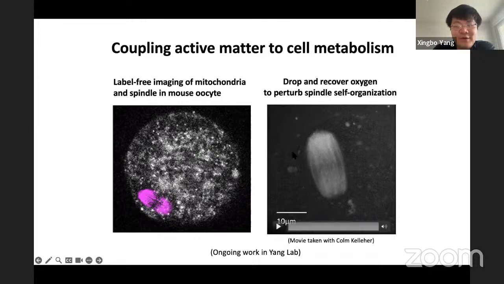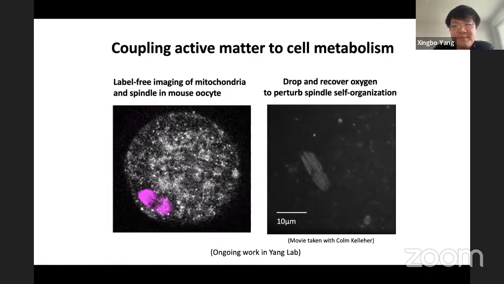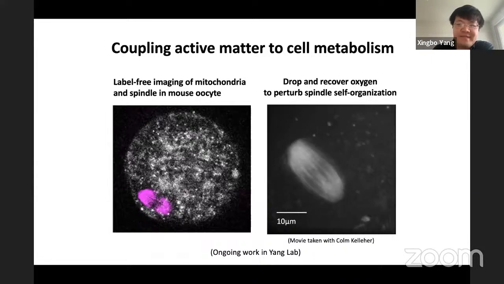Now, to show you there is a connection between metabolism and spindle self-organization, we did this experiment of dropping and recovering oxygen, which I also showed towards the end of my last lecture, where you can see that if I drop the oxygen, which is required for respiration, the spindle starts to respond. In this case, it shrinks, becomes smaller, but in a reversible way, right? So when you drop oxygen, very slowly here, the movie is about 2 hours.